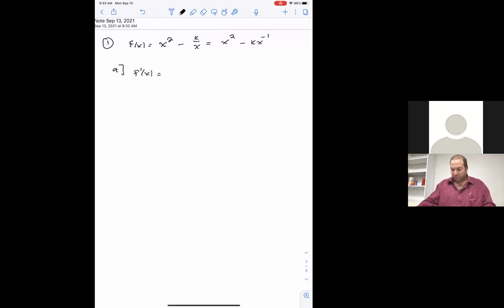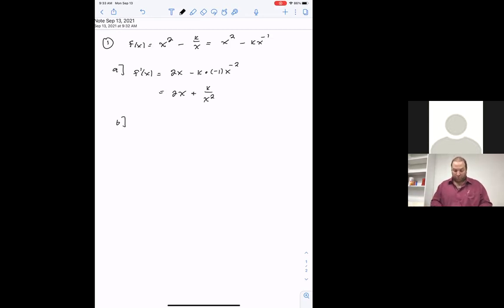The derivative of x squared is 2x, minus k times the derivative of x to the negative 1, which is negative 1x to the negative 2. So 2x minus negative becomes plus kx to the negative 2, or k over x squared.